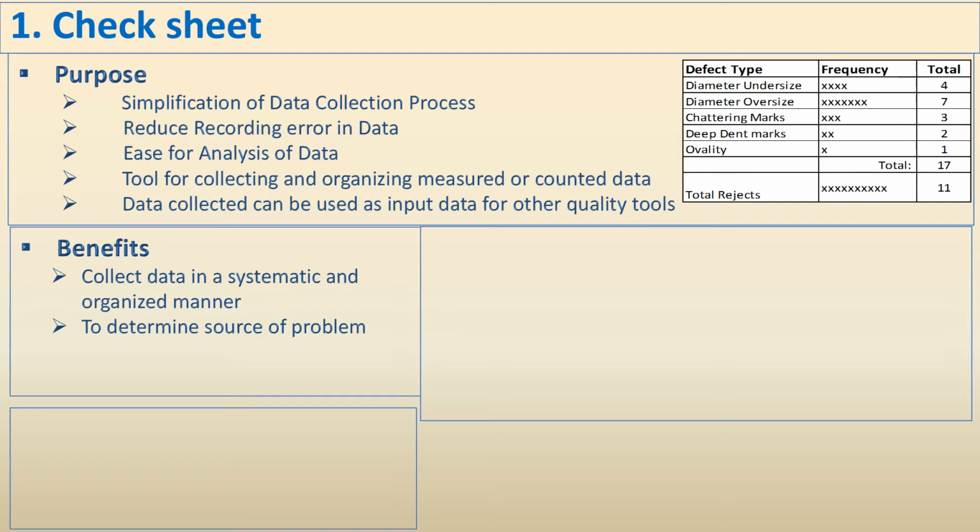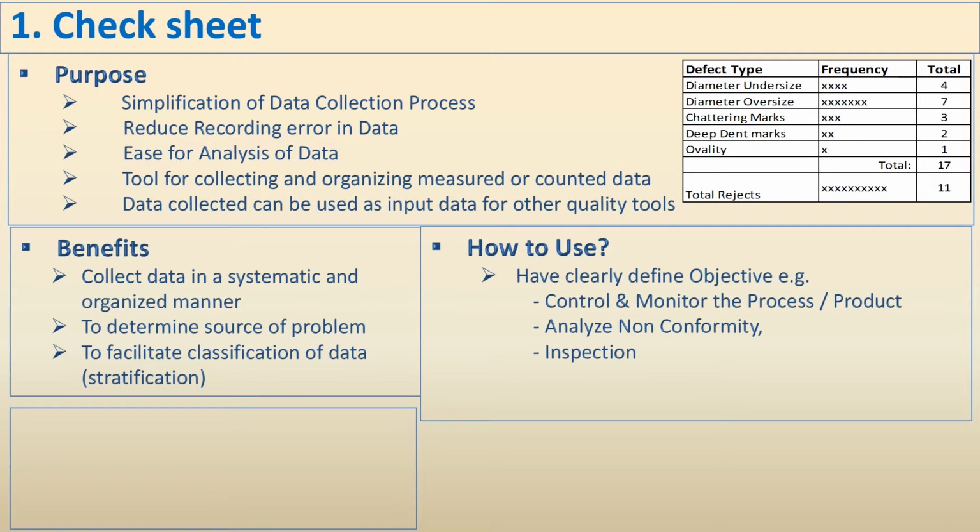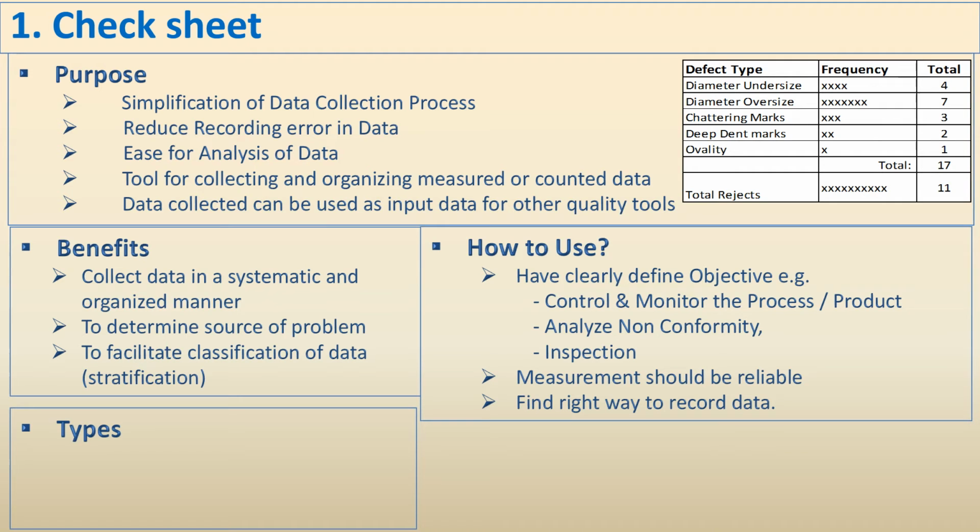To determine the source of the problem, here we can get those defect problems, like diameter oversize is the source of the problem. Then, to facilitate the classification of data, like stratification, we are going to study it in the next tool. How to use it: first, clearly define the objective, for example, control and monitor the process or product, analyze the non-conformity and inspection. Measurement should be reliable. Find the right way to collect and record data.